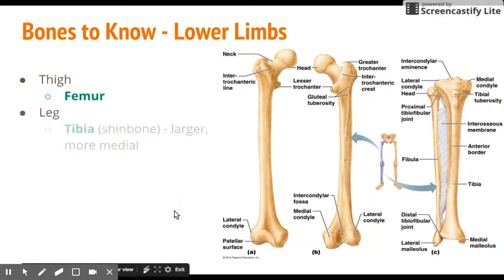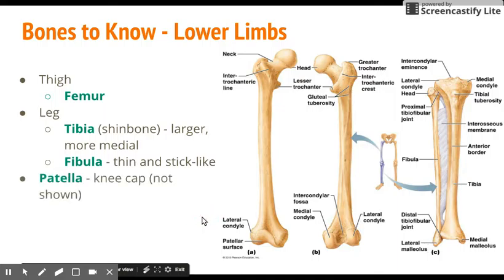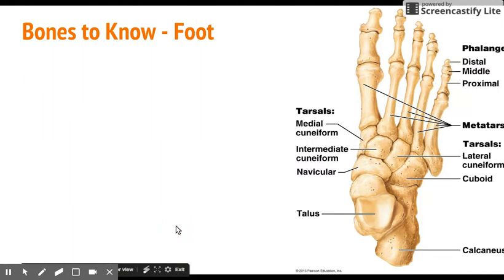In the lower leg, you have the tibia, which is your shin bone. It's larger and generally more medial. And then you have the fibula, which is thin and stick-like. The distal end of the fibula will actually form the lateral part of the ankle, right? So this distal end at the bottom will form the lateral portion of the ankle. The patella is the kneecap. It's not shown in the images here, but that is another bone of the lower limb.